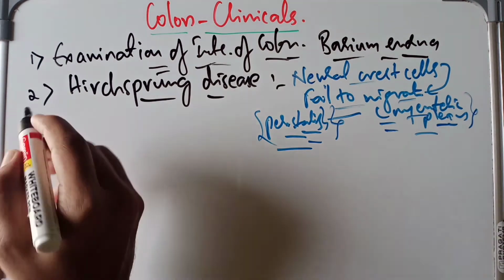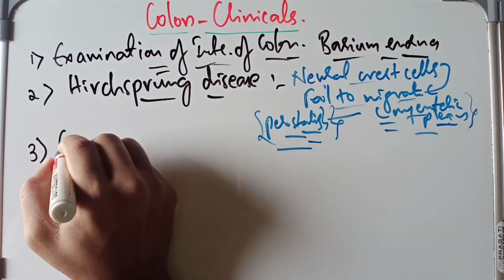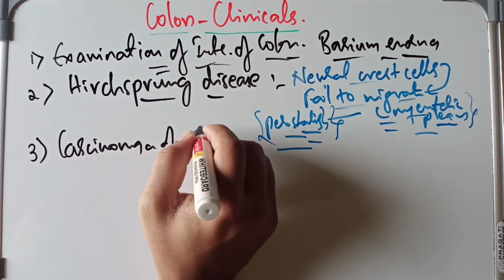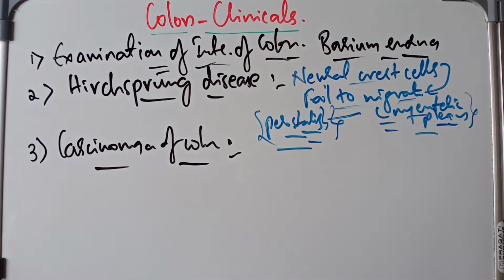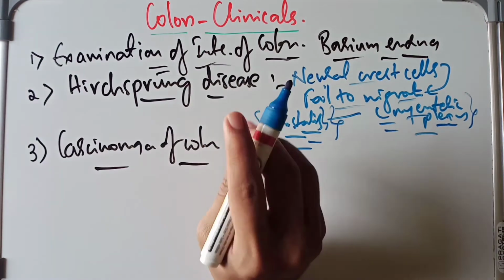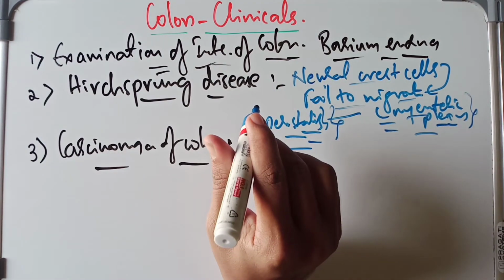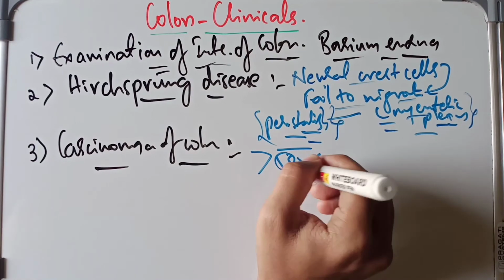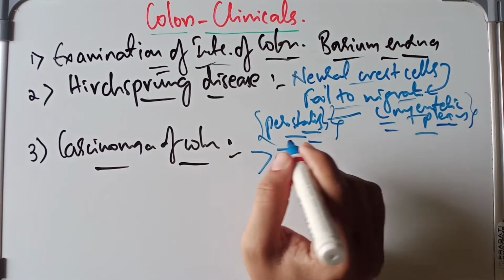Now let's look at carcinoma of the colon. What is carcinoma of the colon? It's nothing but a cancer of the colon, cancer of the large intestine, and it is also a leading cause of death in the Western world. It is relatively common in people who are above 50 years, and relatively common in non-vegetarians.